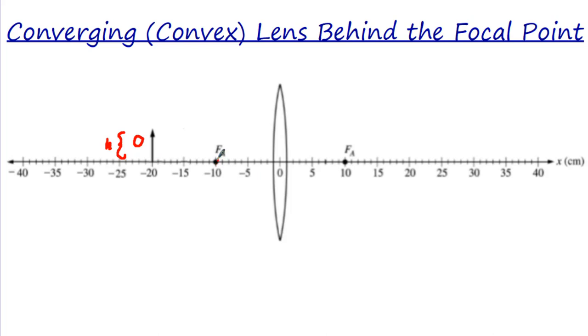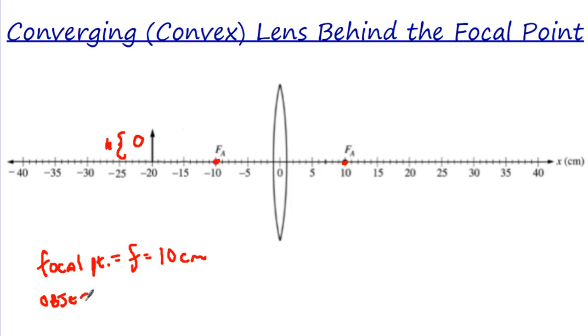You can see right here I have a focal point. I'm going to call that F, the focal point of this lens, at negative 10 centimeters, and a focal point at positive 10 centimeters. And why is it on either side? Because we can see through this lens. So my symbol for focal point is going to be an F, and that is going to be at 10 centimeters.